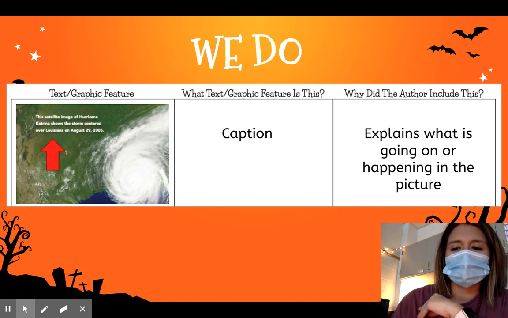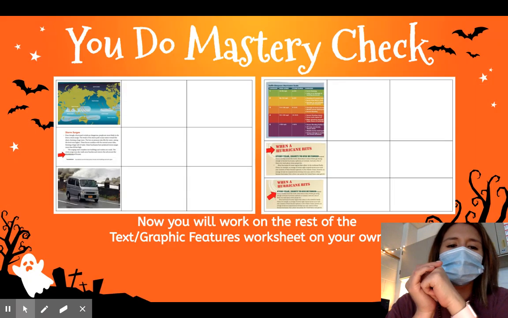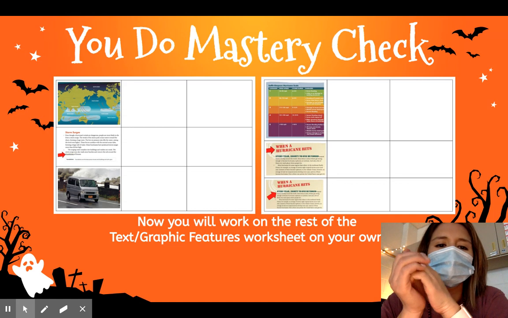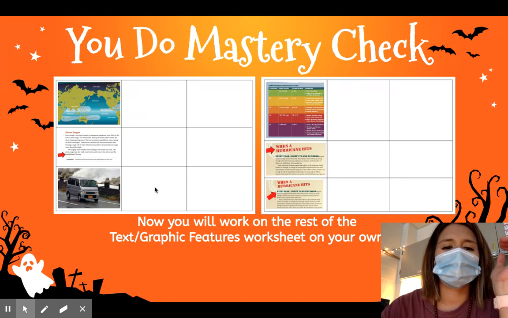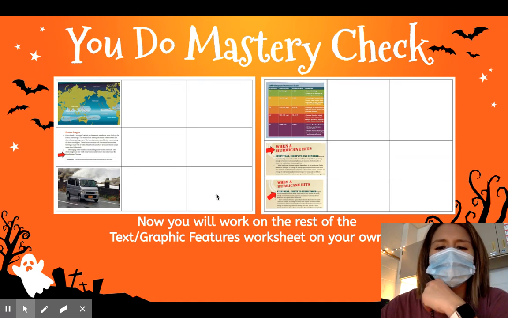Okay, let's go on to the you do. For the you do mastery check, you are going to finish the rest. So in the second column, you're going to tell me what the text graphic feature is, and then tell me what the purpose is. Why did the author provide this?